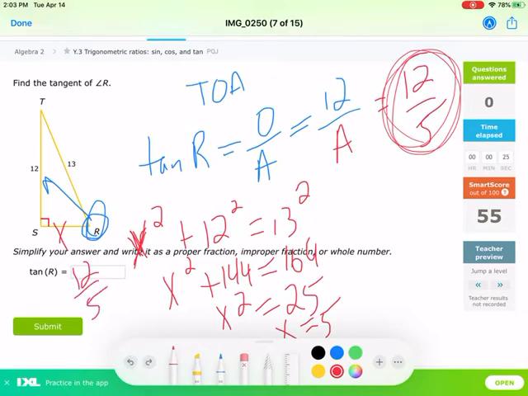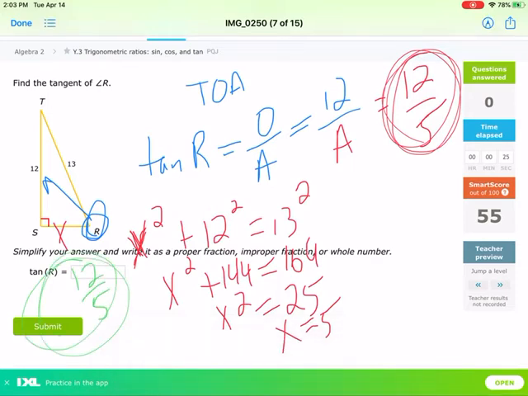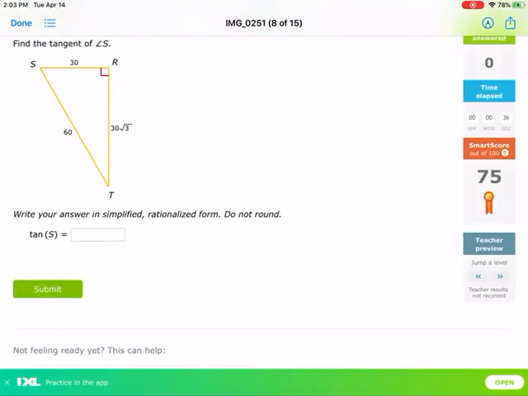Actually, let me do that one again. I'm just going to do that in a different color. Final answer, 12 over 5. Submit. All right, not bad, not bad. There we go. Smart score of 75. Ooh, jumping ahead. What's that? Check mark over the 3.